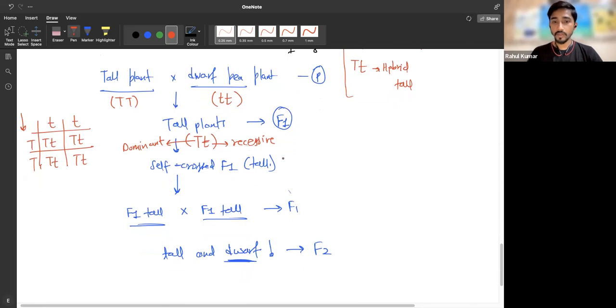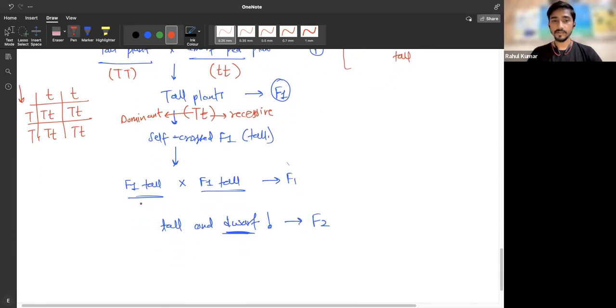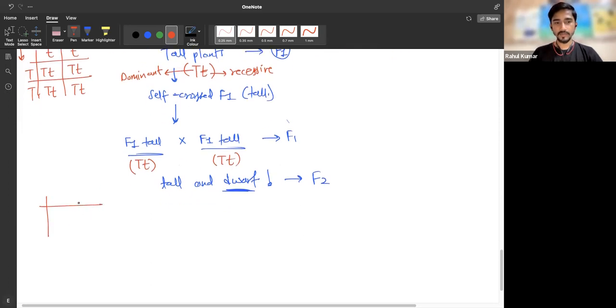And when I crossed them, in the next generation, I'm crossing a capital T small t with another capital T small t, right? Going through the same logic, let's see how many gametes both parents can make. This time, both parents can make two different gametes, capital T and small t. And four possible progenies could be capital T capital T, capital T small t, capital T small t, and small t small t. You all can figure out how I'm doing this, right? It's very simple.